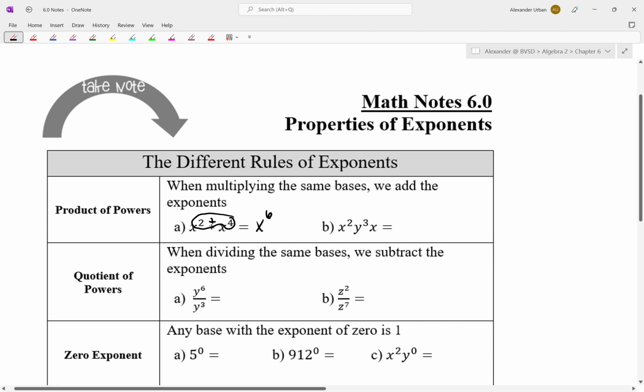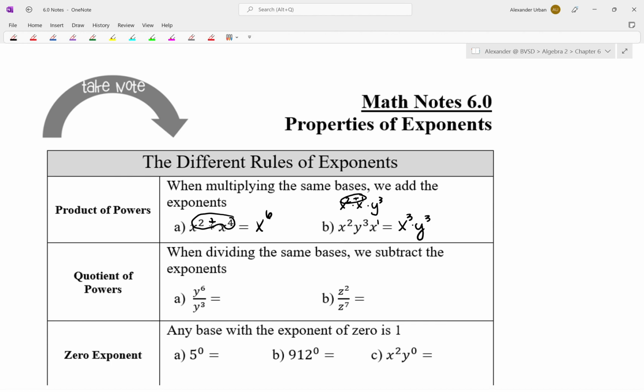In this case, for the next example, we have x squared, y to the third, and x to the first. So I like to rewrite this as x squared times x to the first times y to the third. Since the x's are the same base, we can add the powers, so I end up with x cubed. The y to the third, or y cubed, doesn't get to change, and it doesn't get to add on to the powers of the x's because they're different bases. They're not the same family.